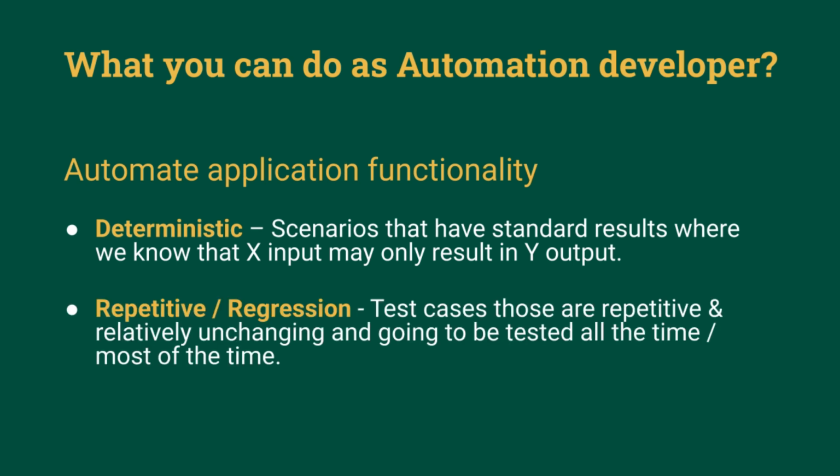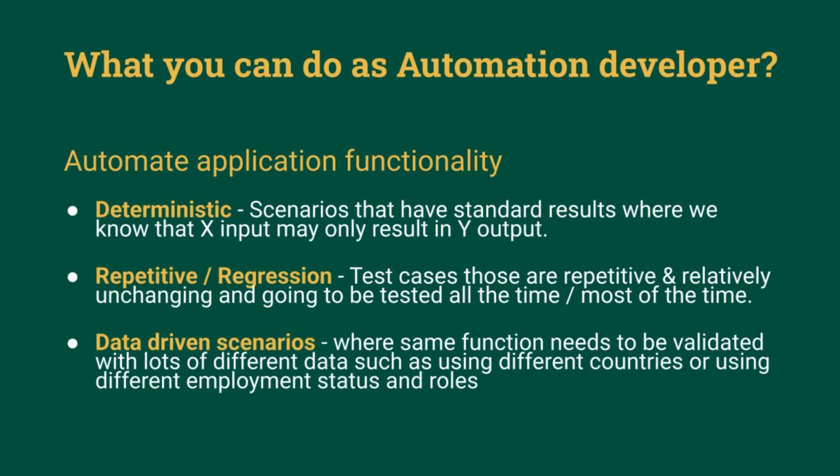The other type of scenarios are those that are repetitive and relatively unchanging, and going to be tested all the time or most of the time. Plus data-driven scenarios, where the same function needs to be validated with a large number of data sets, such as using different countries, or different employment statuses, or different dates. With these examples, I think you got the idea. Determining and automating such scenarios is the core job responsibility of an automation developer.